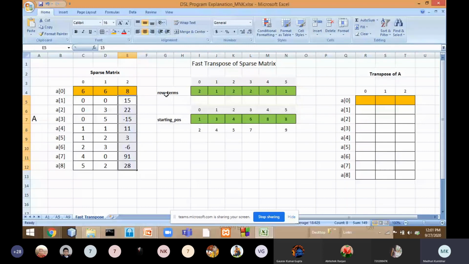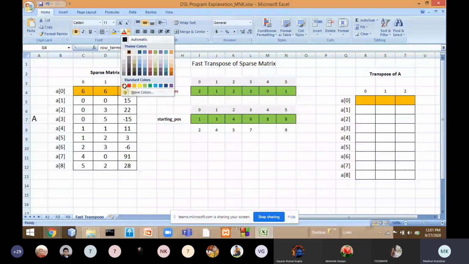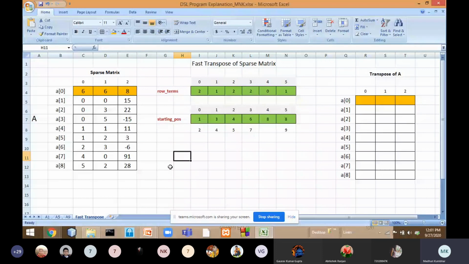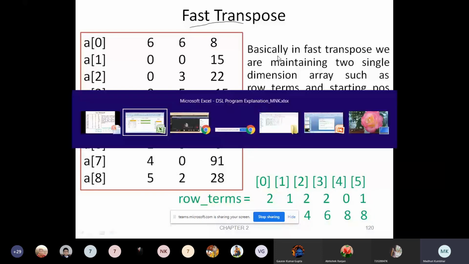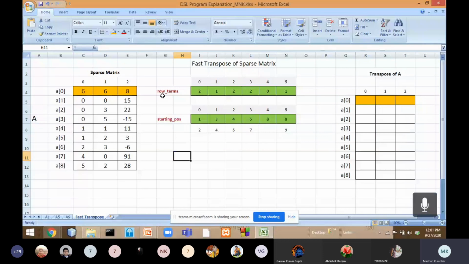The first array is row terms. You can give it any name; in the book I referred to, it was named row terms. And the second array maintains the starting position. So we need to maintain two one-dimensional arrays. The first one-dimensional array is row terms and the second is starting position. What is row terms? This indicates the total number of elements in each column.